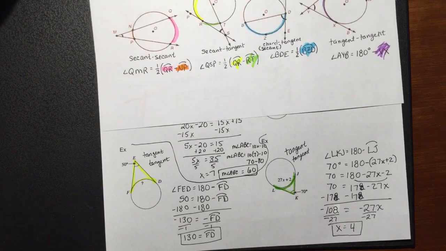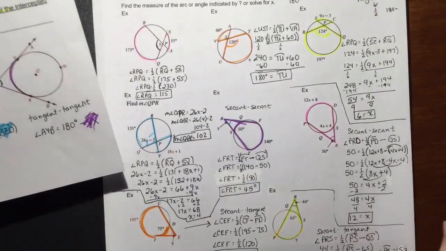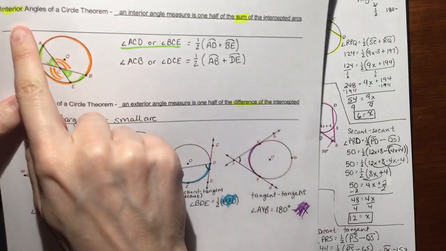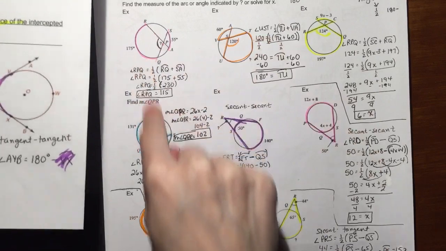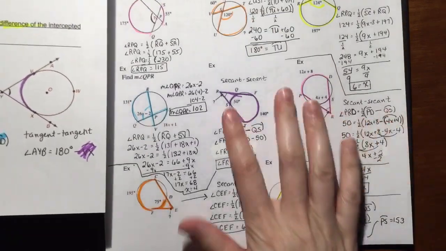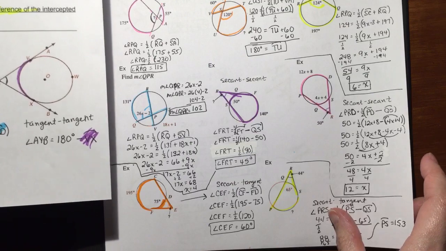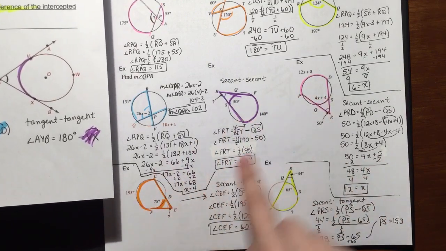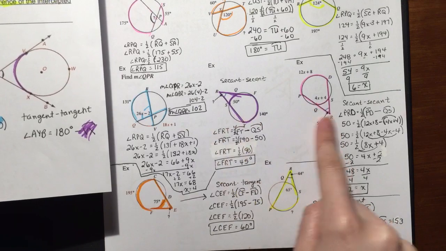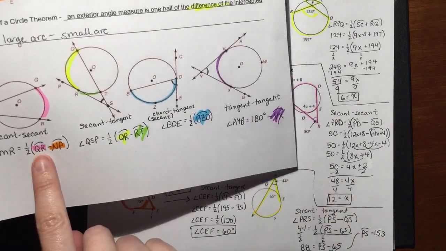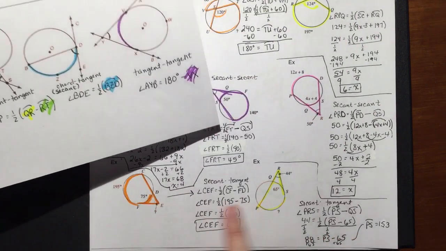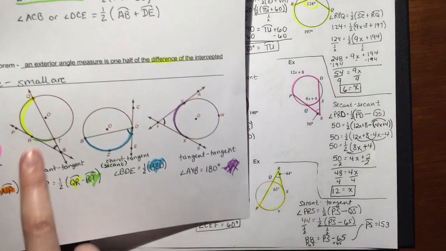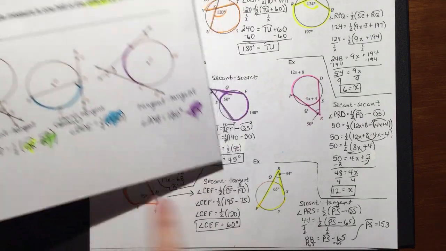So we got a lot done today. Looking at what they had us do, we did the interior angles of a circle theorem. Remember, when it's on the inside, you should be adding those two intercepted arcs together. Whenever it's on the outside, that's where you're going to be subtracting. So looking at our secants that we did, I think we only did 2, yeah. Looking at our secants, that's where it's the large arc minus the small arc times 1/2. And then our secant tangents, it's still the 1/2 times the large arc minus the small arc.